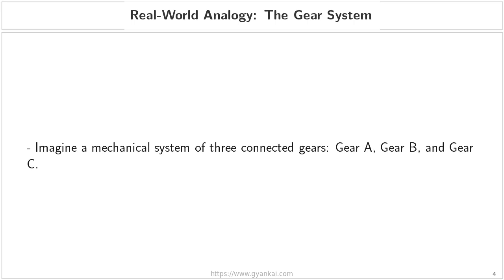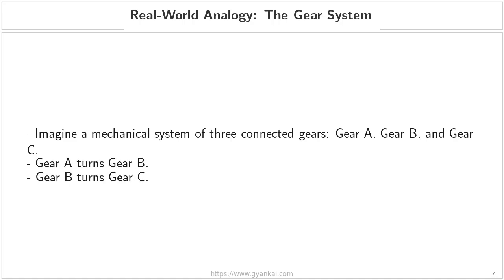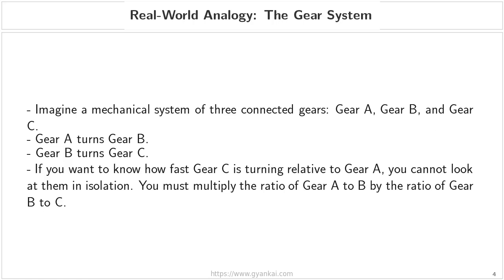Real-world analogy, the gear system. Now that we have covered the formal definition and the step-by-step process, let us use a real-world analogy to make this concept more intuitive. Imagine a mechanical system consisting of 3 connected gears: Gear A, Gear B, and Gear C. In this setup, Gear A turns Gear B, and subsequently Gear B turns Gear C. If you want to determine how fast Gear C is rotating relative to Gear A, you cannot simply look at the first and last gears in isolation.